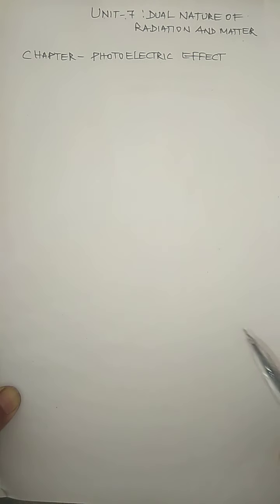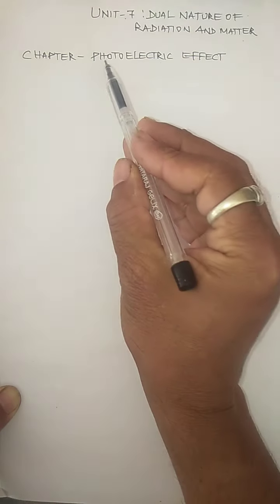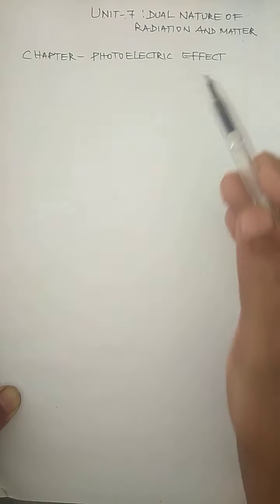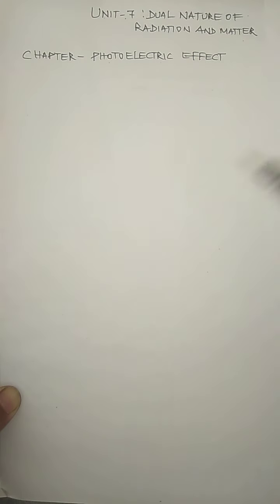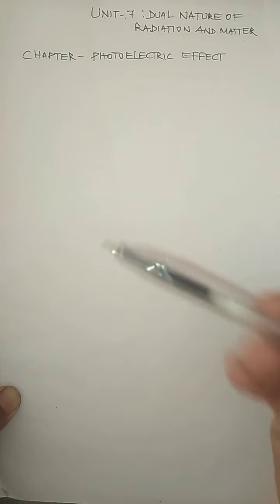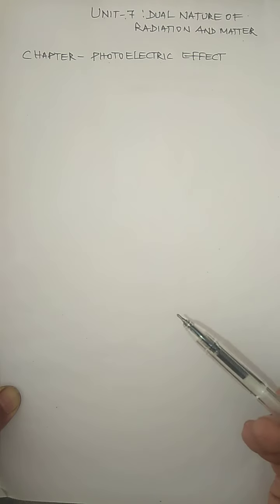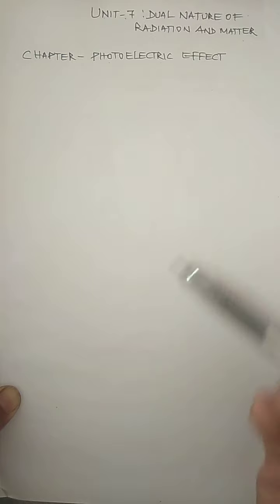Now this is one of the important phenomena. Let me tell you, this is one of the important phenomena which gives you the idea about the generation of electricity, even in the presence of light. Because photo means light, electric effect means the generation of electricity. But when we talk about the generation of electricity, it basically means the emission of electrons from the metal.